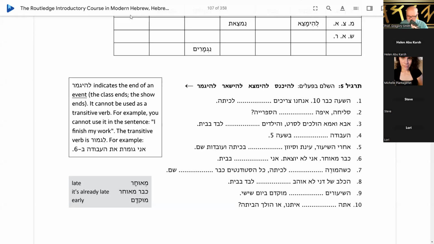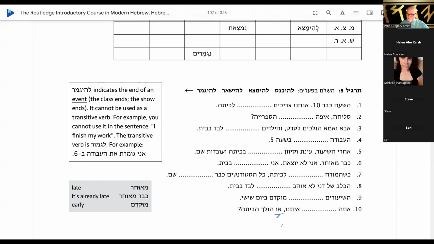Ata nishar itanu. אתה נשאר איתנו? Okay, so are you staying with us? Oh, which means "or" in Hebrew, it's interesting how similar it sounds to "or" in English. Oh holek, or are you going habaita? So let's put that in there.